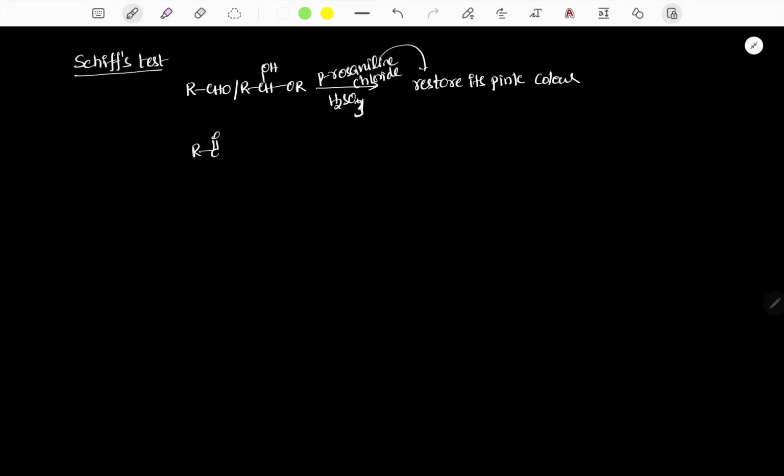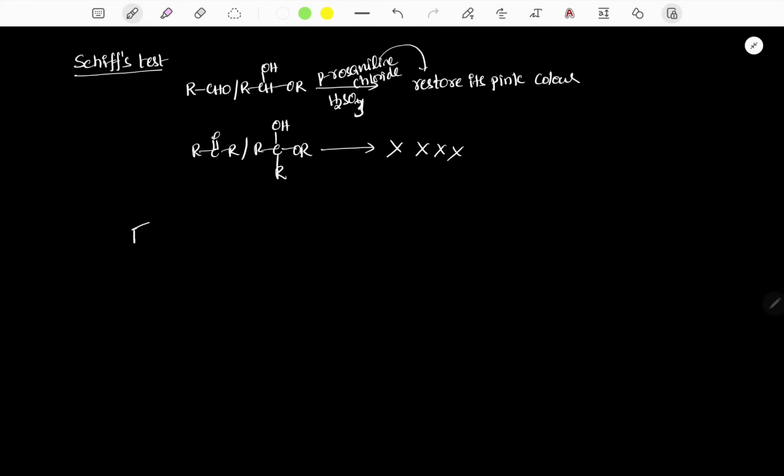It confirms the presence of aldehyde or hemiacetal. Suppose I take a ketone or hemiketal, there is no pink color appearance. So this is mainly about Schiff's test. Now we will see the reaction.